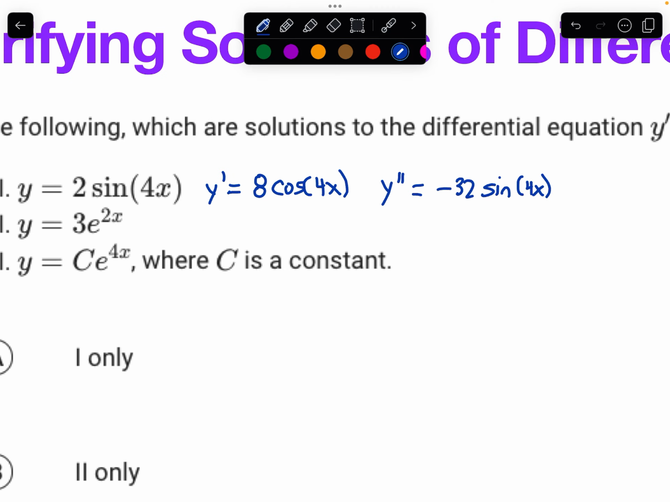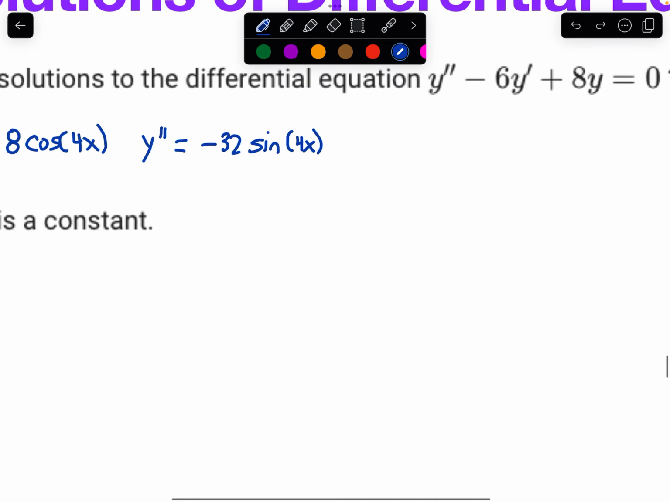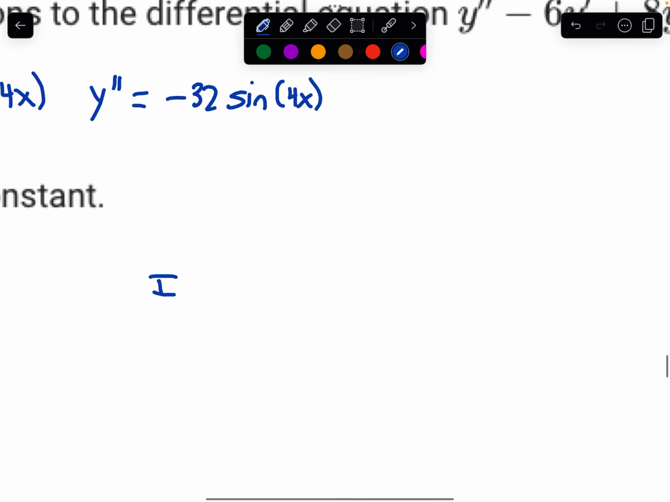So there's our second derivative there. Let's go ahead and sub that in right away. Let's see if that one works. Let's make our substitutions. I'm going to try to color code this and stick with blue. Here we are checking out Roman numeral number 1.